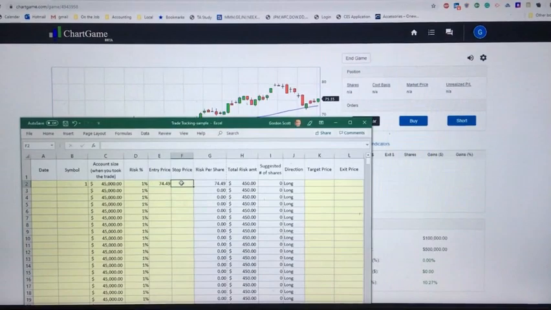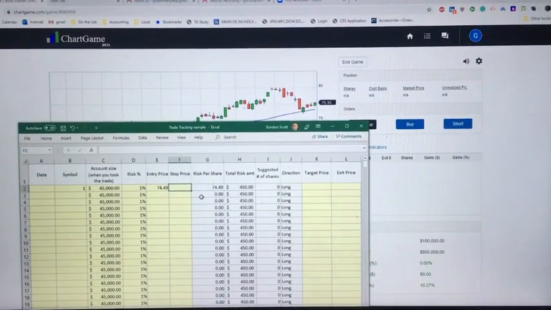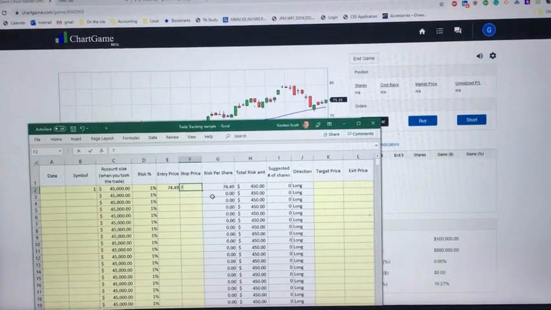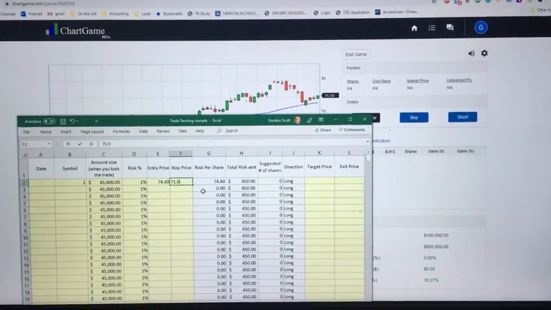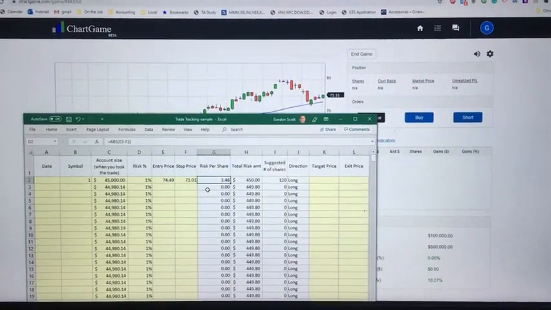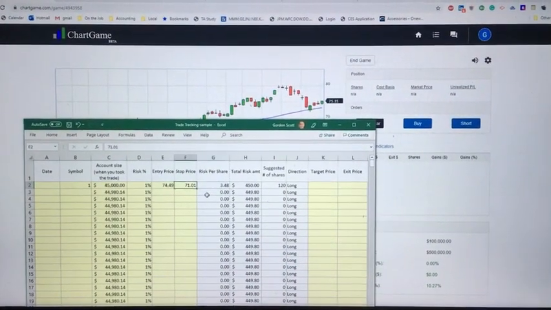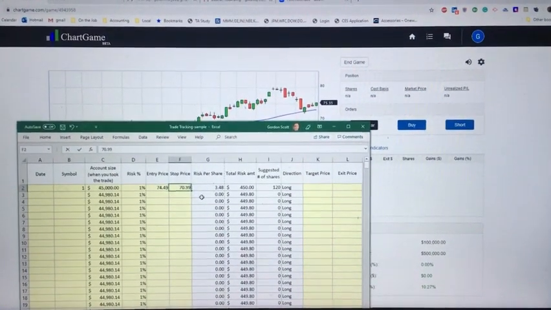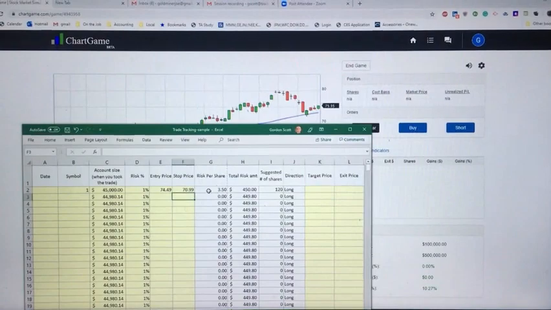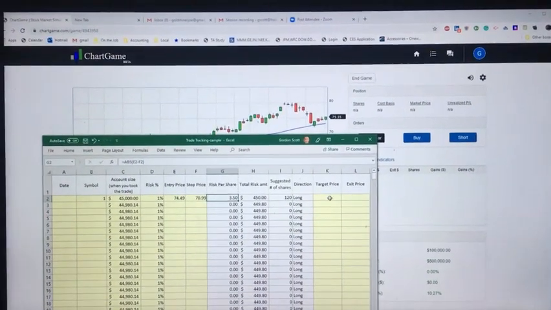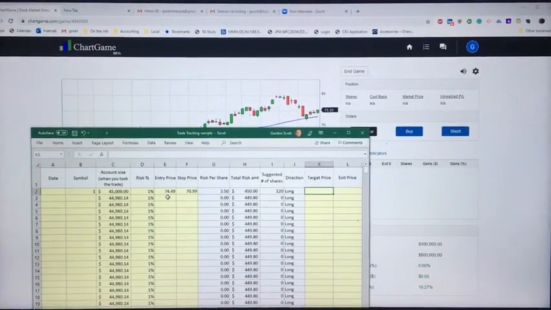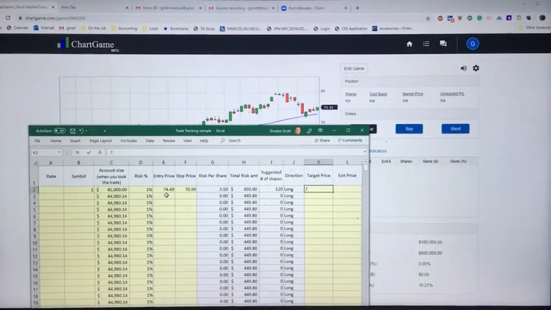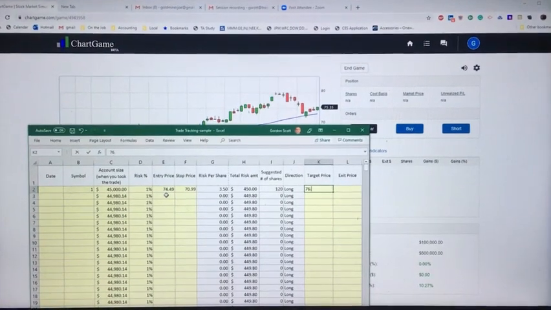Now my stop price I decided was going to be $3.50 lower. You can see that that's pretty close to $71. So $71.01 actually. Well, actually no, I guess it's $70.99. Right, that's $3.50 lower. Okay. Now the target price is $1.75 higher, so that is going to be $76.24.